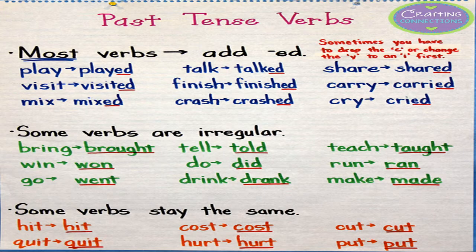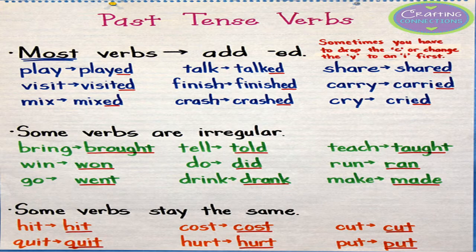But if the verb ends with y and before y a vowel letter, what will we do? We will add ed after y, like play, played. Why? Because the letter y has a vowel before it, like play, played.